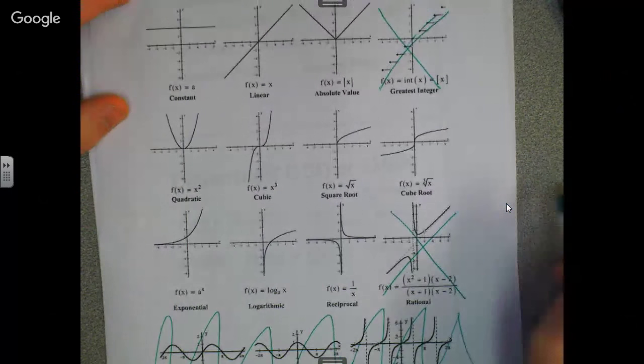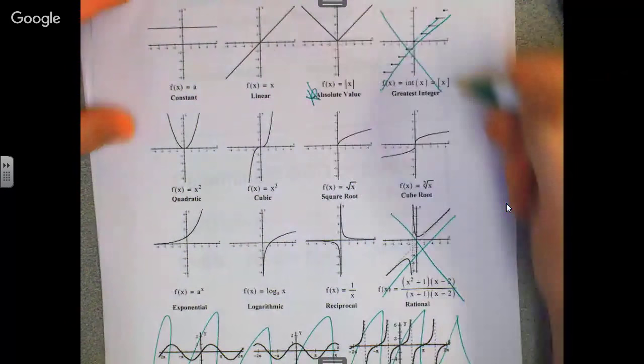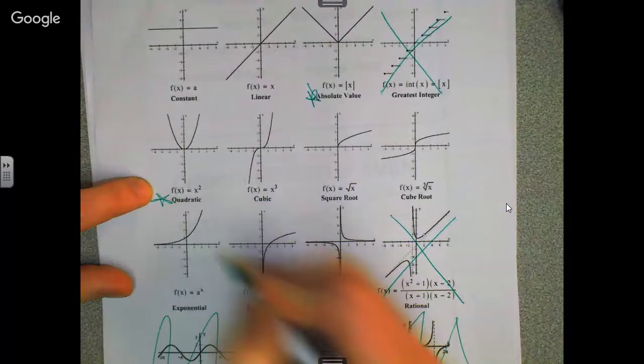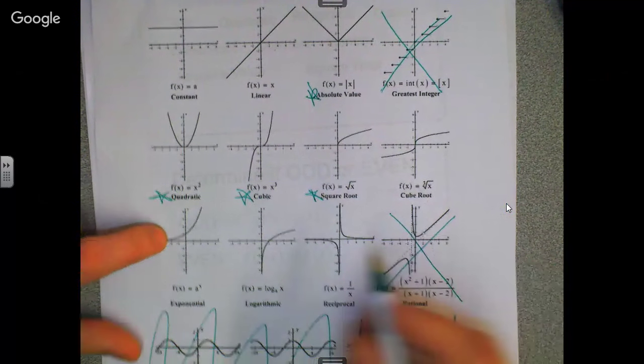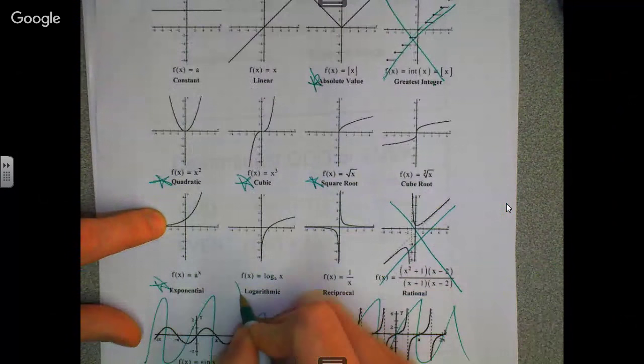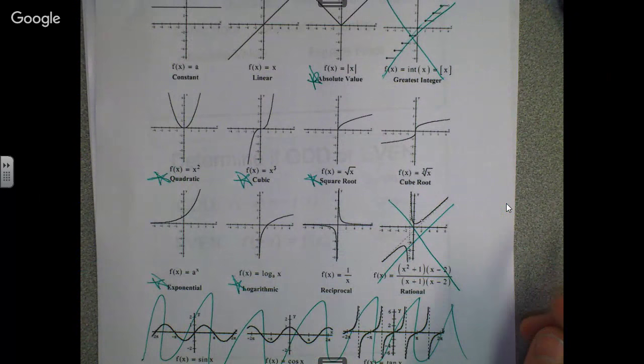Okay, so we're going to look at linear. Absolute value will be an important one we look at. Quadratic we'll look at quite a bit. Cubic, square root, third root not so much, exponential and logarithmic. And we'll hit on reciprocal a lot more later.